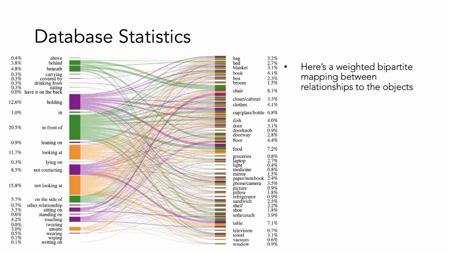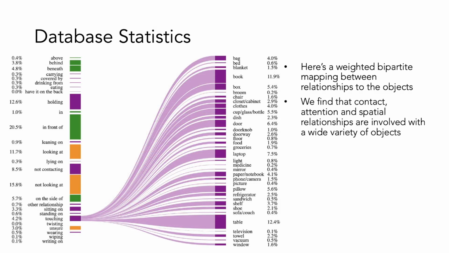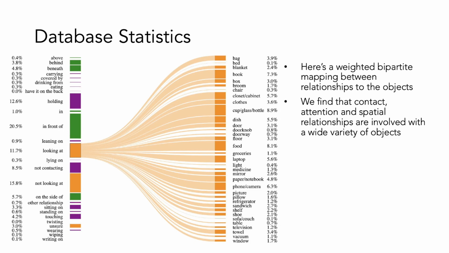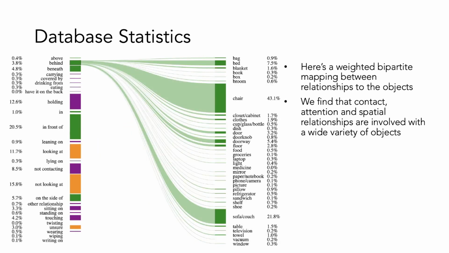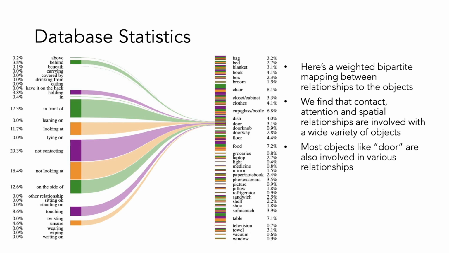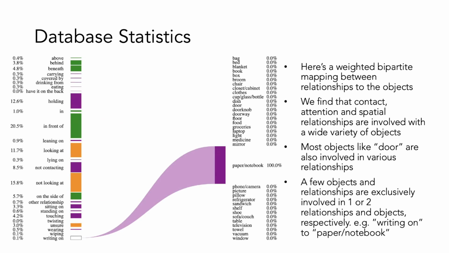Here's a weighted bipartite mapping between relationships and objects. We found that contact, attention, and spatial relationships are involved with a wide variety of objects, such as touching, looking at, and behind. Most objects, like door, are also involved in various relationships. But there are also a few objects and relationships that are exclusively involved in 1 or 2 relationships and objects, respectively. For example, writing on paper or notebook.